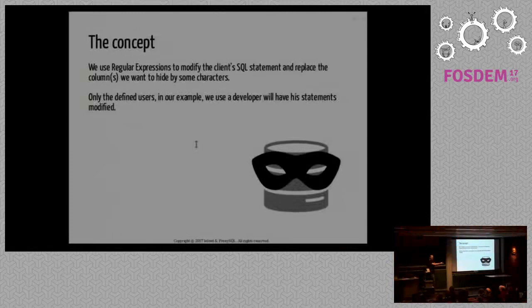So we want to say, we have some rules, and for example, an easy one: we don't want the developer or this user to see the credit card numbers. Makes sense that you don't want to share all your credit card numbers or something like that.